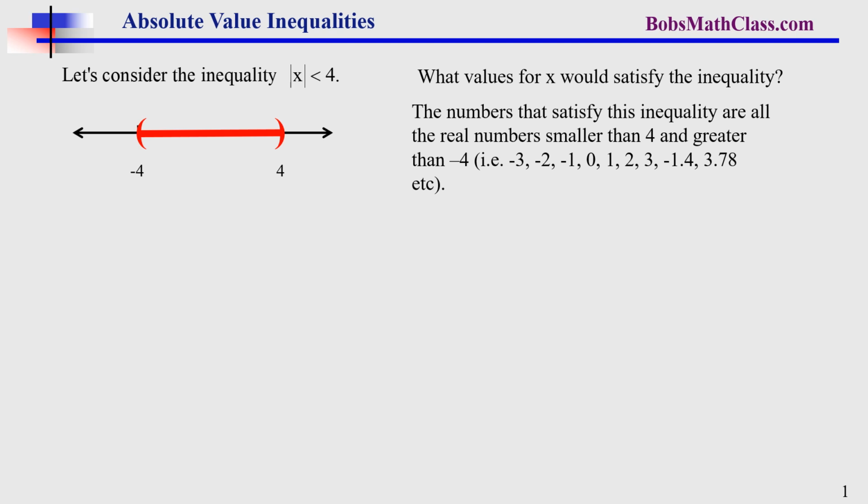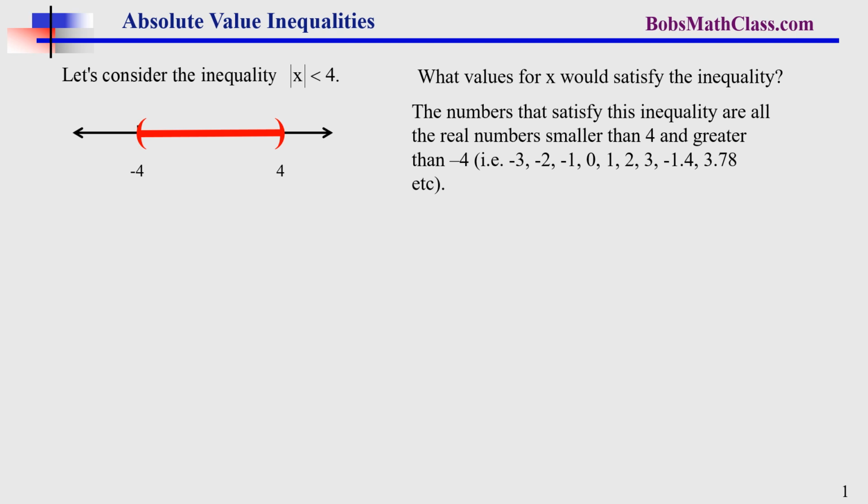If we replace x with 4, the absolute value of 4 would be 4, and 4 is not less than 4, right? So it goes just up to 4, 3.9999999. Same thing on the left. Negative 4 is not included. It gets close to negative 4, but not included. Negative 3.9999999. You get the idea?